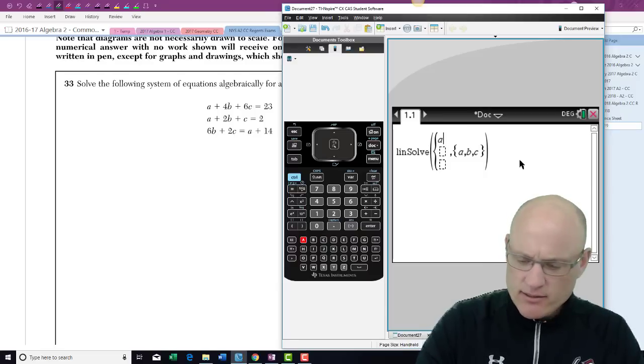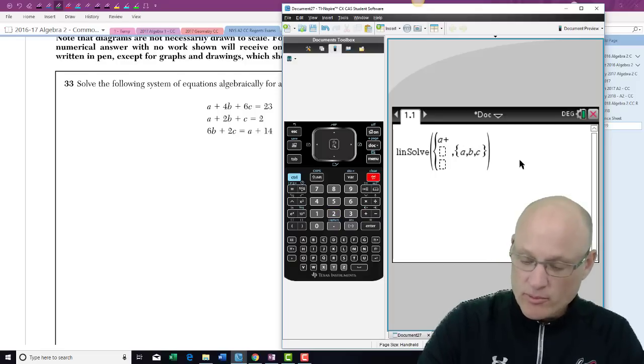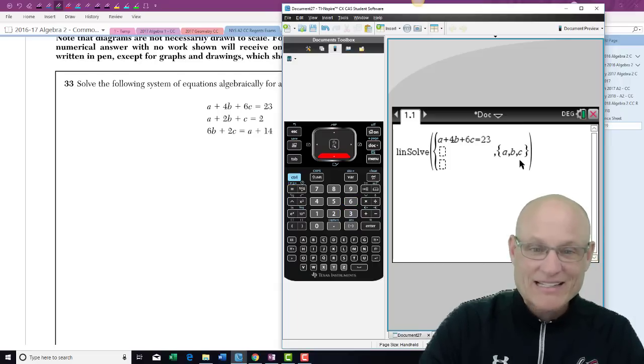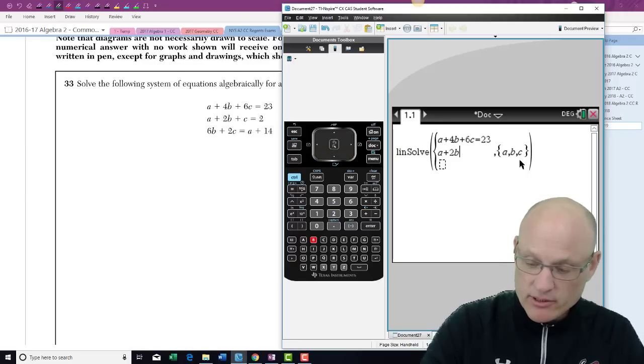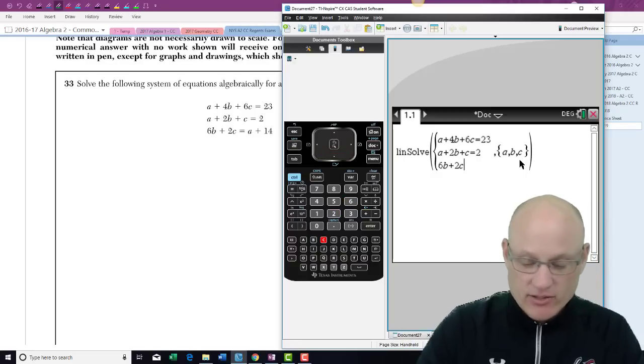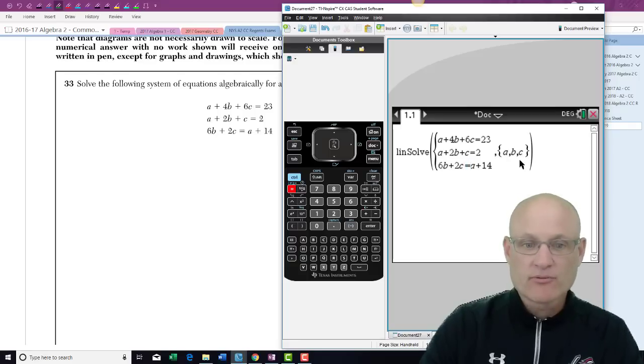So it's A plus 4B plus 6C equals 23. Type them exactly in as they appear. A plus 2B plus C equals 2. And then they got this weird one at the end. It's 6B, just be careful, plus 2C. Type it in exactly as it appears, equals A plus 14.